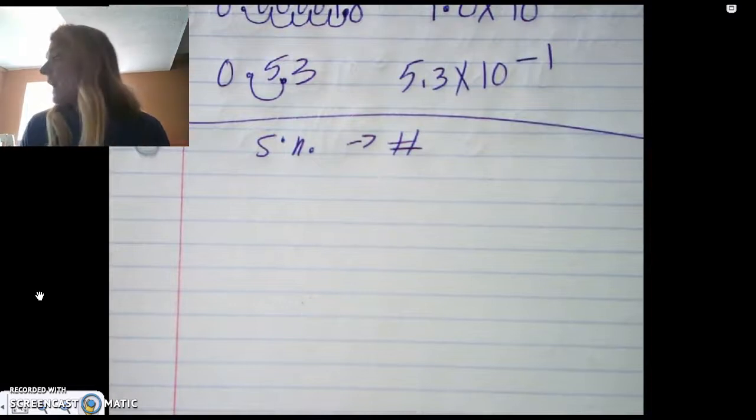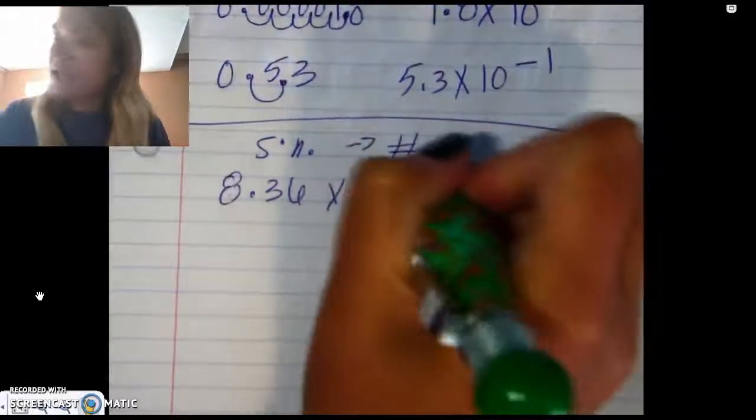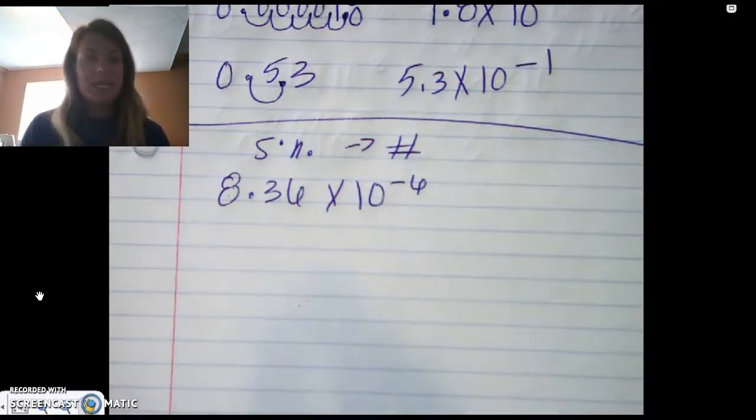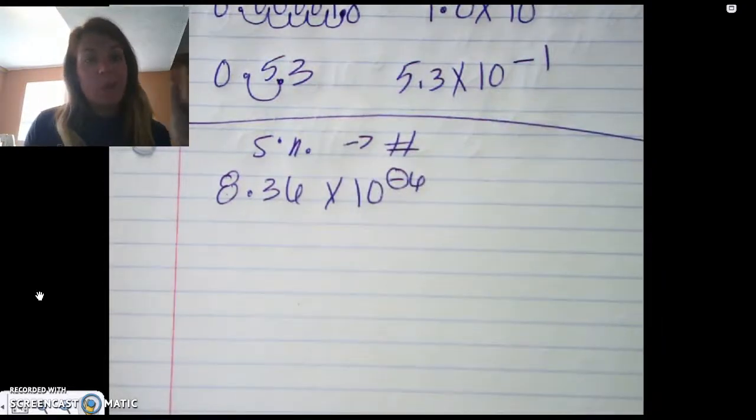All right, now what if I had something like 8.36 times 10 to the negative 6? How do I write that as a number? Or what does that even mean? Okay, let's diagnose this. So this is a negative exponent, which means that my number is really small.